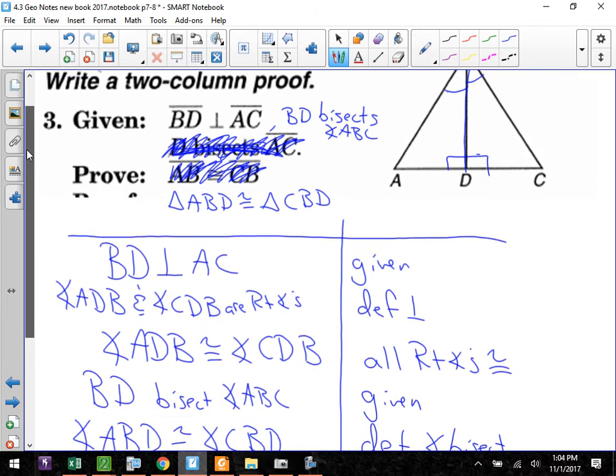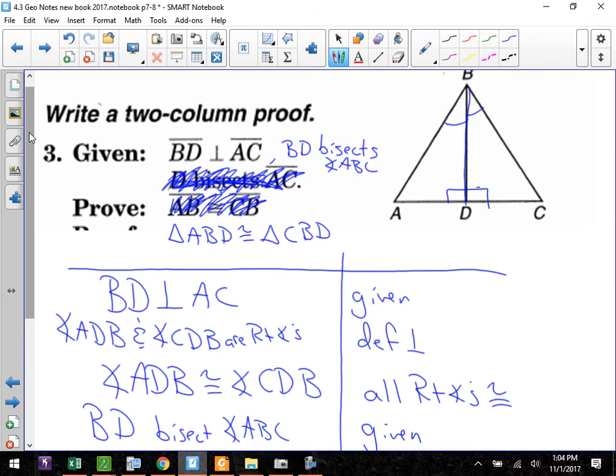All right. So we have two angles. That means we have to find a side in between them or a side after them. Segment BD is congruent to segment BD. Yeah, so BD, it's okay, but you're right. Segment BD is congruent to itself because of what property? There we go.